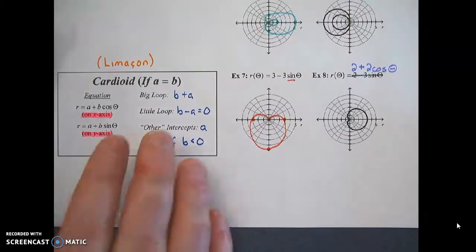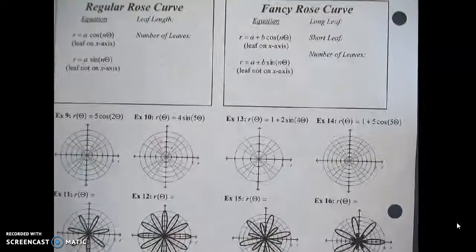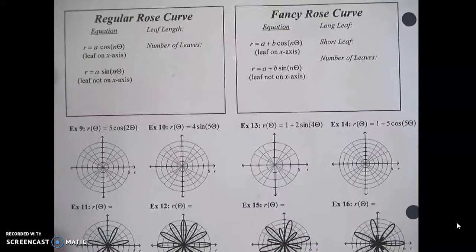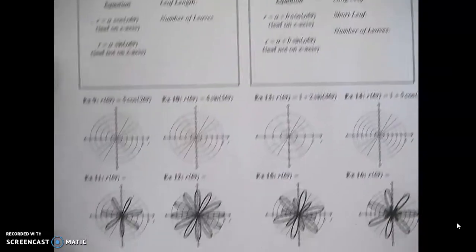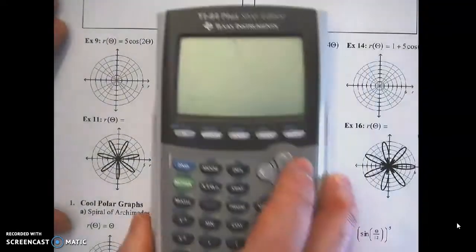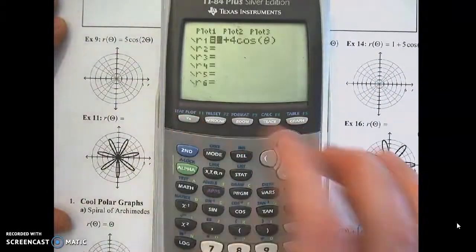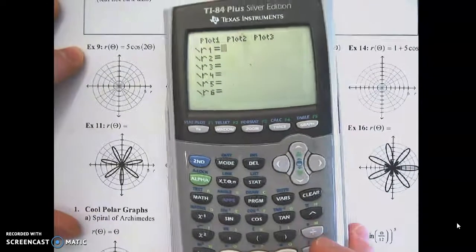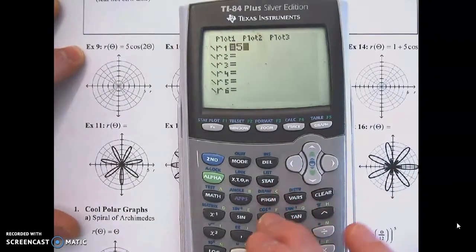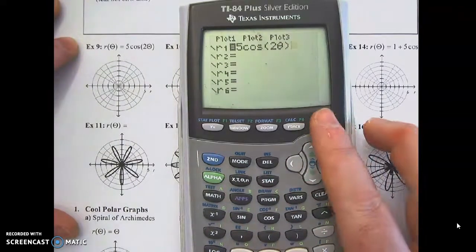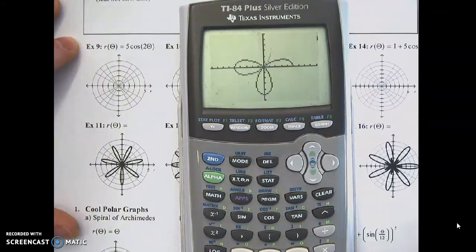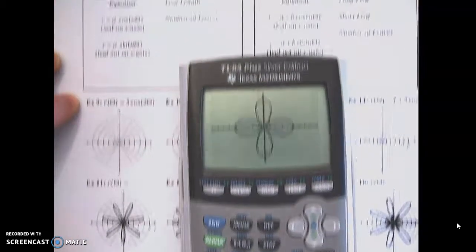Okay, now the real fun ones are on the back here. These are called your Rose curves. So let's jump right into graphing them. All right, so clear out my old stuff. 5 cosine of 2 theta. What a cool picture, huh? Now you see why they're called Rose curves.